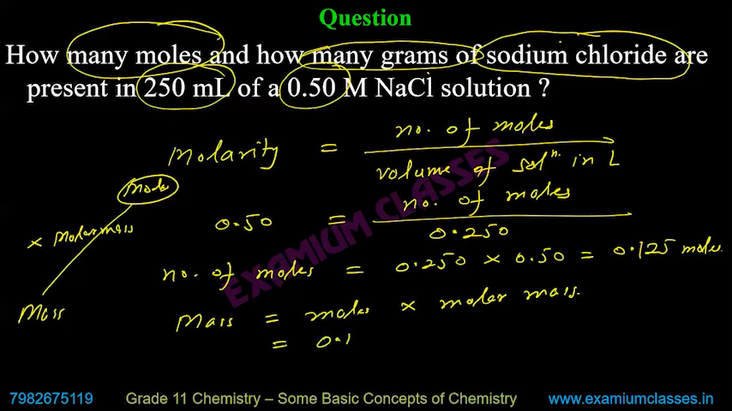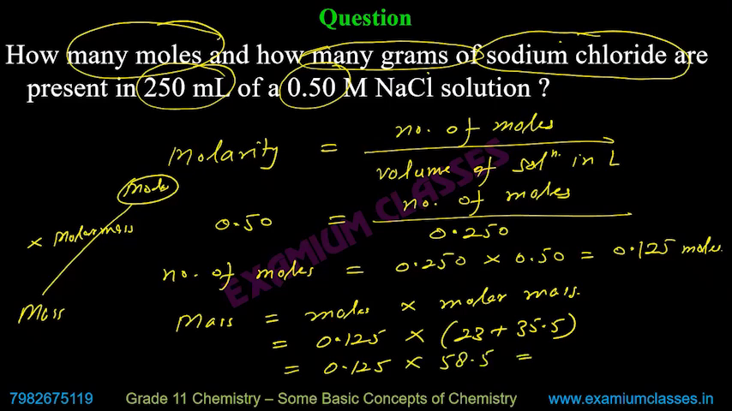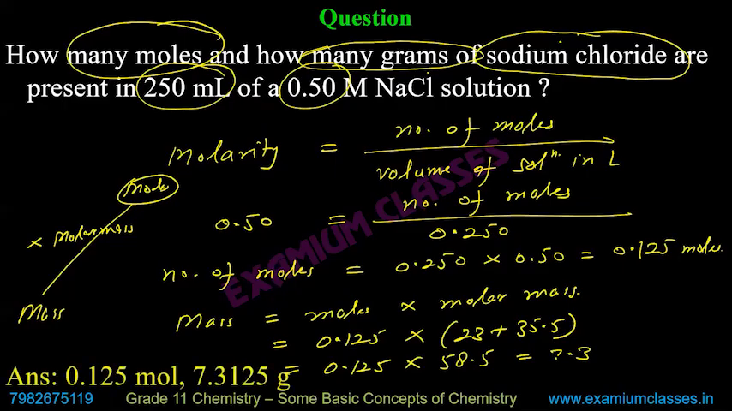So number of moles 0.125. Molar mass of sodium chloride will be 23 plus 35.5, 23 atomic mass of sodium, 35.5 of chlorine, means 0.125 into 58.5. So around 7.3 something it should be there, okay? Grams. Correct answer, 0.125 moles and 7.3125 grams.